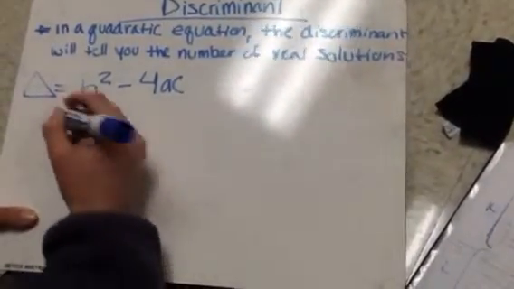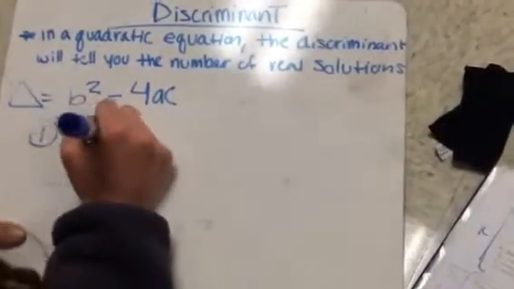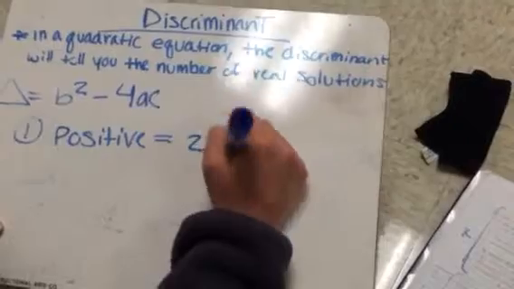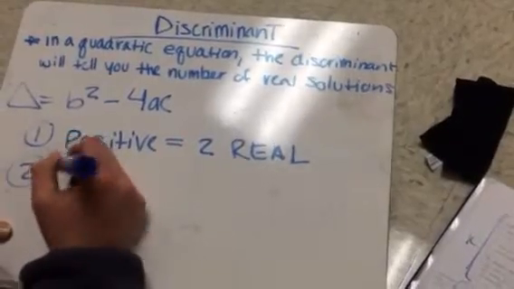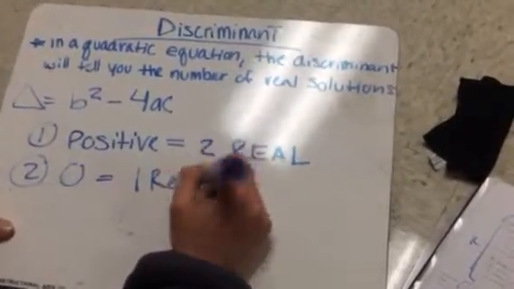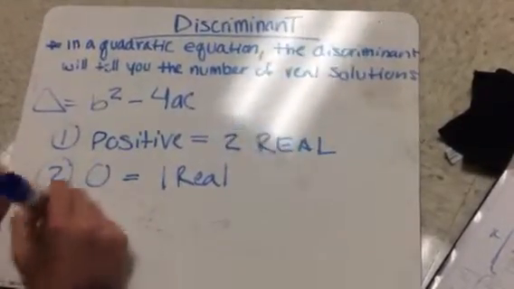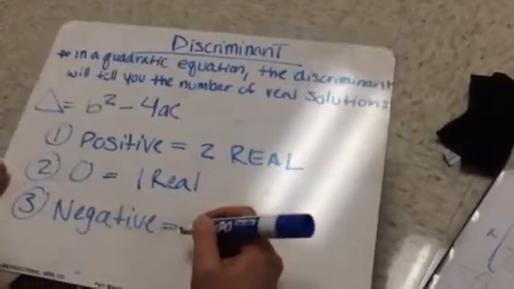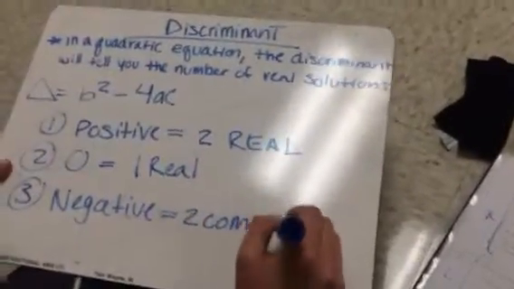So some helpful hints. When this is positive, so write positive, you will get 2 real solutions. When this is 0, you get 1 real solution. That basically means that you just get 1 answer, and it counts as 1 real solution because it's the same. And when it's negative, you will get two complex solutions. That means at least one of them is an imaginary number, or not real.